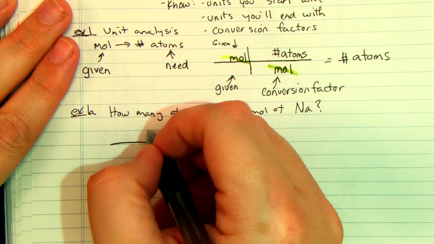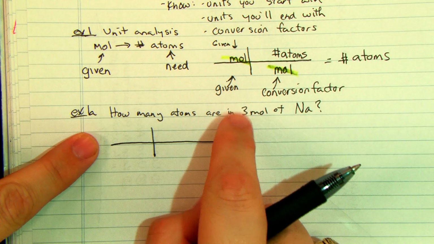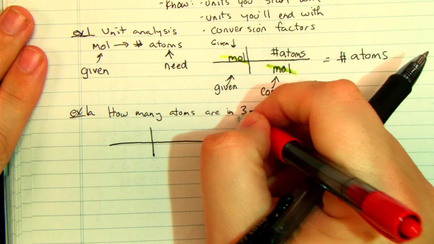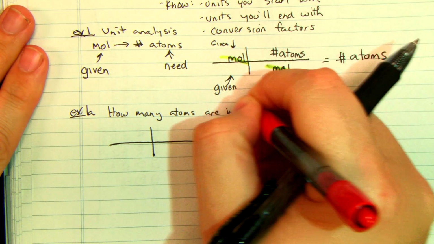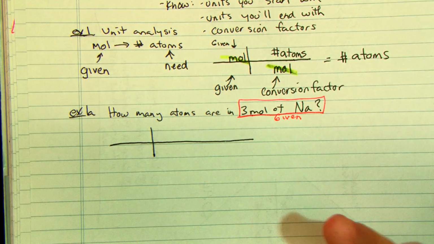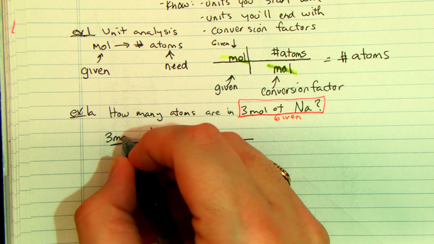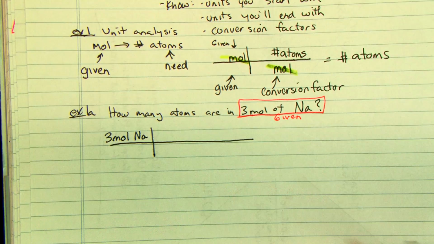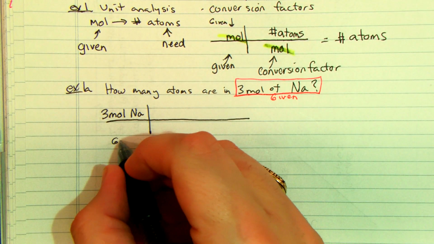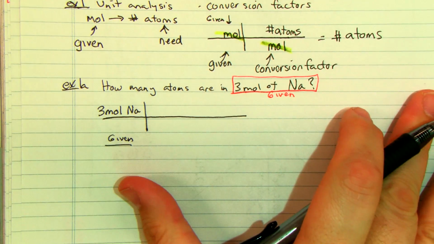I know what's going to be given up here. What's given out of this equation? 3 moles of sodium. So this is the given part. So you always have to look for what's given. So we got 3 moles of sodium. Now, this was given, and you don't have to write given underneath it every single time you do one of these problems, but that's okay.